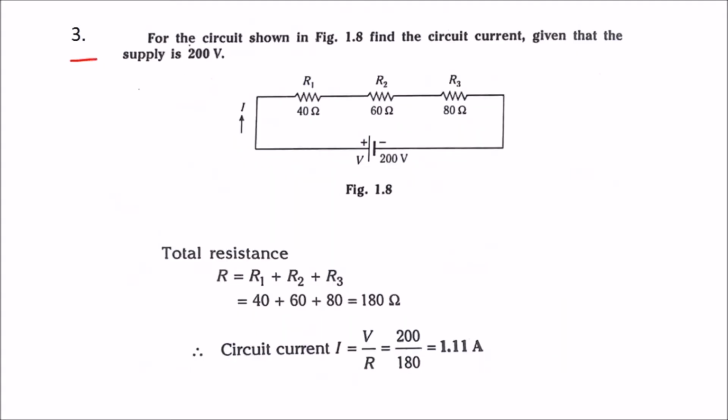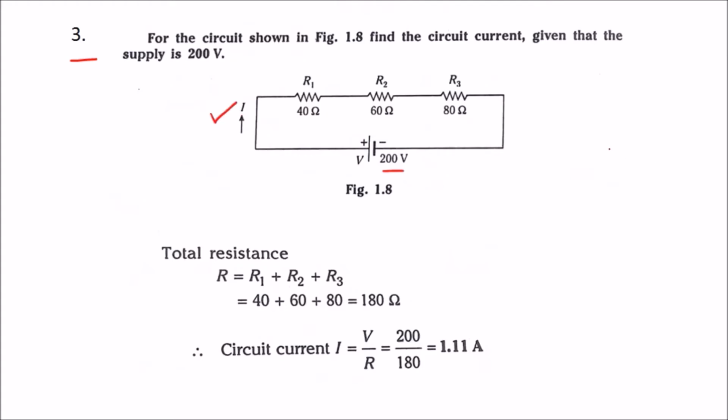Number 3. For the circuit shown in figure 1.8, find the circuit current given that the supply voltage is 200 volts. This circuit consists of 3 resistors which are connected in series, R1, R2 and R3, and they have given a supply voltage of 200 volts. Here we need to find the circuit current, which is I.